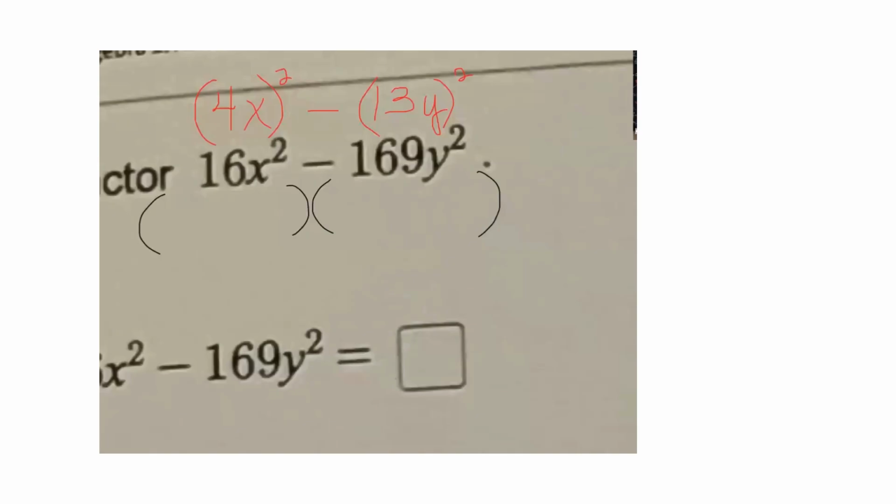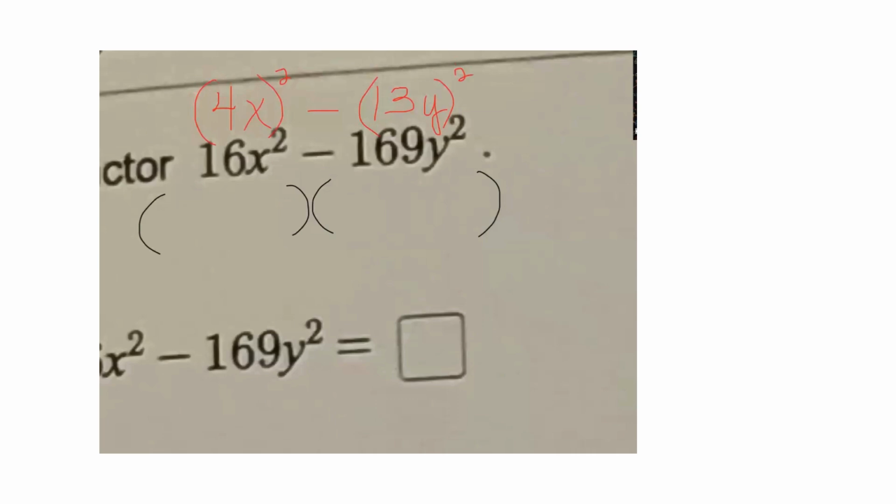Okay, so after we square rooted this, we got 4x. So whatever the square root of this whole thing is, this is 4x. That's going to go in your first spot. So 4x goes here and 4x goes here. Okay, then we have our plus and our minus. And then the square root of this whole thing is 13y. So 13y is going to go here and here.